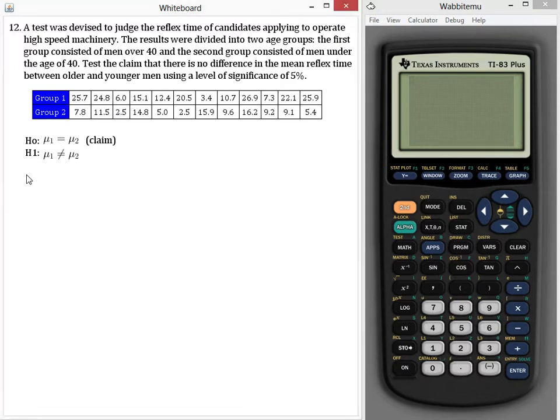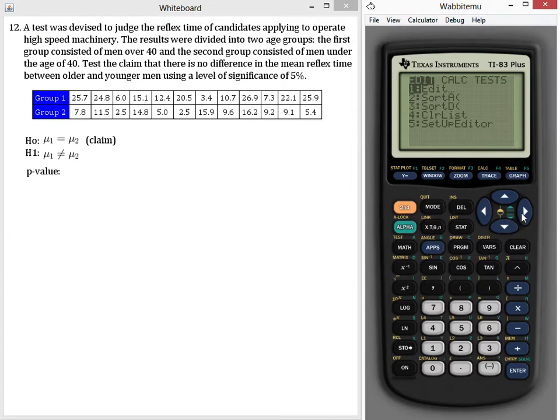Okay, the next thing we need is the p-value. Well, the p-value is going to come from one of our tests in the calculator. In this case, it's going to be two samples, and it's going to be a t-test. So it's going to be a two-sample t-test. Now, I don't want to go straight into it because I don't have the stats already to plug in. I only have the data, but I haven't put my data into lists yet. So that's where I actually need to begin.